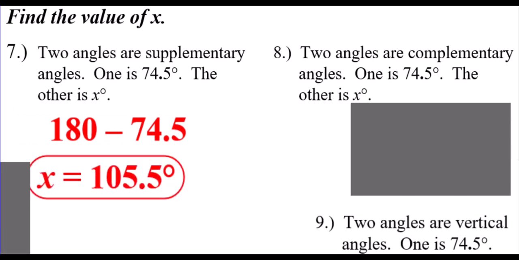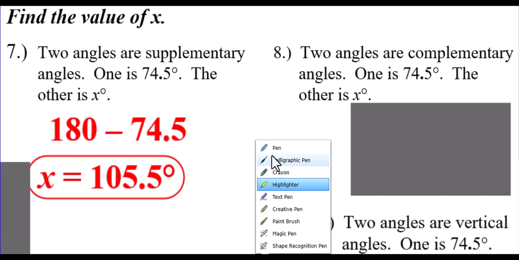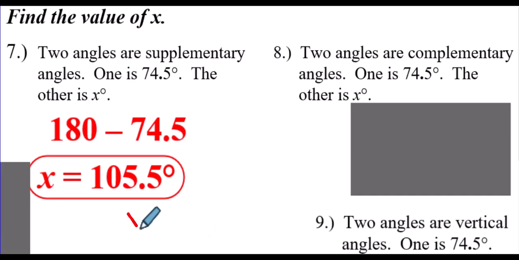Now, if you wanted to write an equation, I've actually seen some kids do this, where they say x plus 74.5 is equal to 180. If you want to do it that way, I have no problem with that. And then you would subtract on both sides, and you would get the exact same answer doing it this way. So if you want to do it the equation way, you may. If you just want to subtract from the total of 180, that works as well.